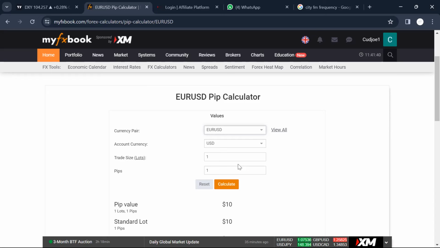Sometimes I can even risk as low as $11 on gold, right? So let's assume I'm going to risk $20 on EURUSD. That is what I have in mind. So I have to do the calculation here, put in the lot here and there, until I see that the amount is equal to 20 or less than 20.